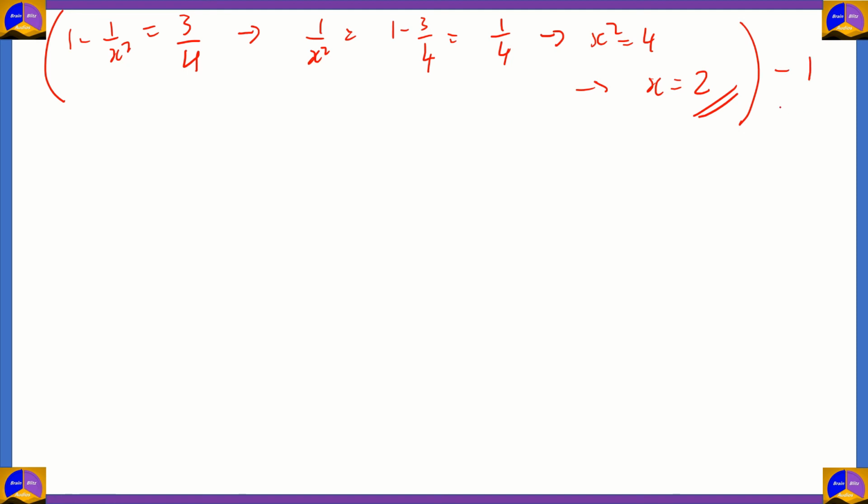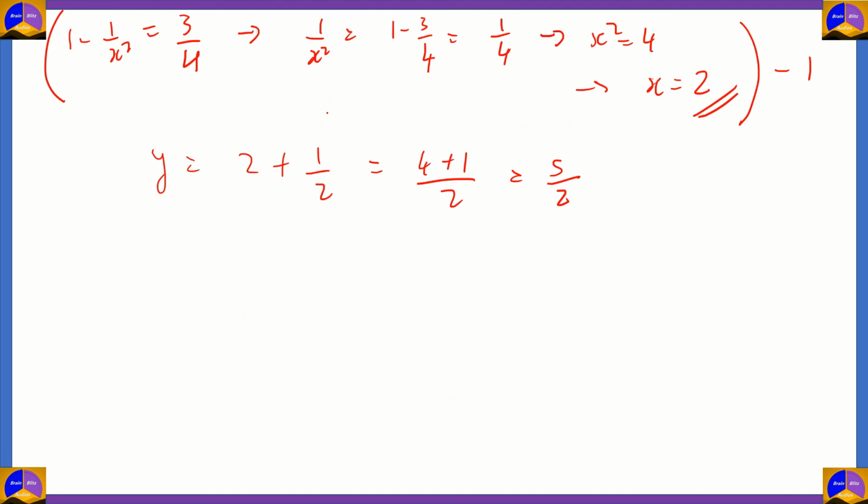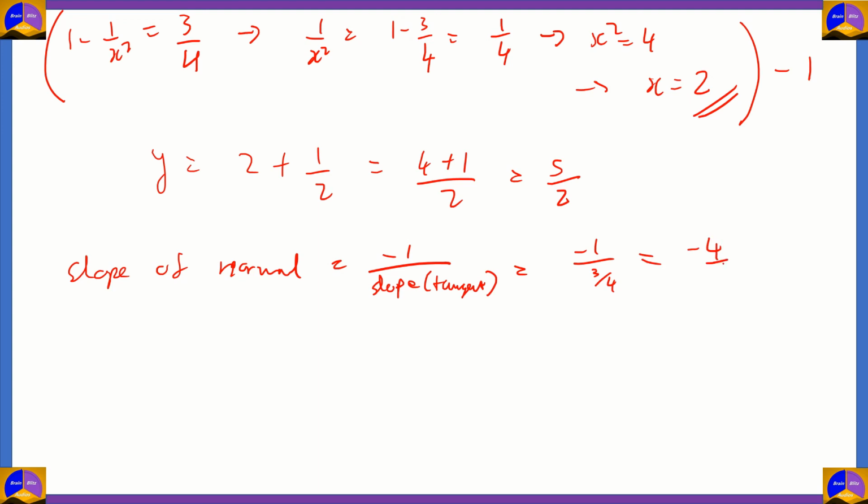And after finding out x, you can find y pretty easily. That is x plus 1 by x, so 2 plus 1 by 2. That is 4 plus 1 by 2, which is equal to 5 by 2. Now, we have found the slope of the tangent, but we need to find the equation of the normal. The first thing is we need to find the slope of the normal. The slope of the normal is equal to minus 1 by slope of tangent, which is equal to minus 1 by 3 by 4. That is equal to minus 4 by 3.